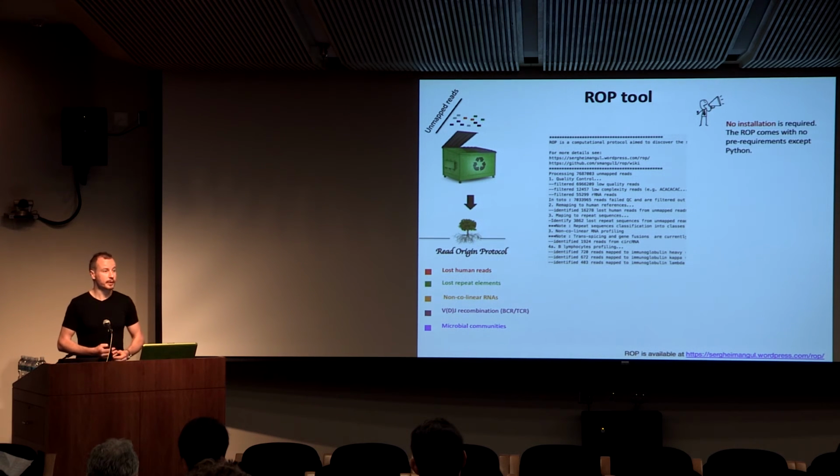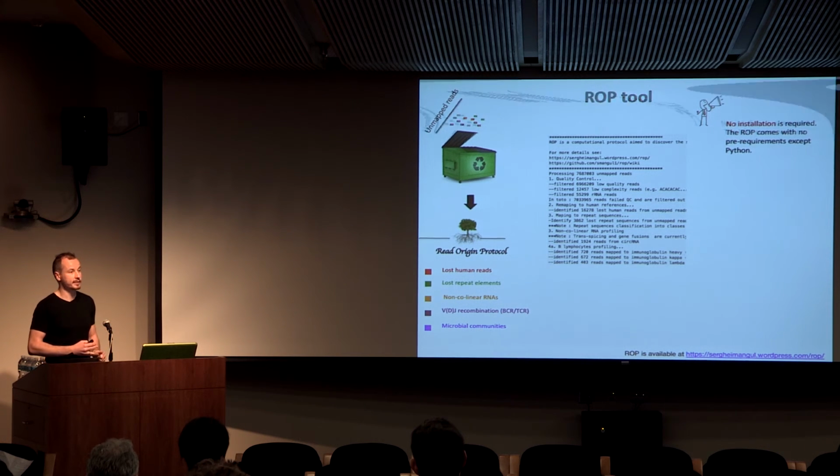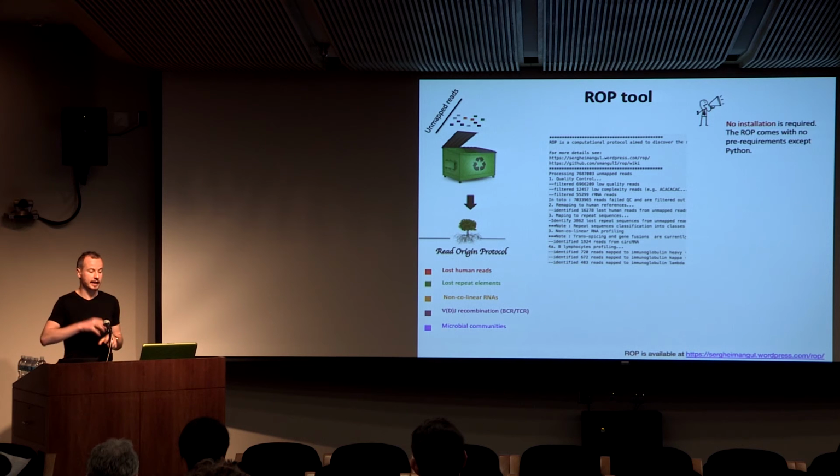We designed the software, which is called ROP, Read Origin Protocol. We have some tools which we developed as well, and we take some other state-of-the-art tools. The tool comes with no prerequisites. You just download the tool, and the most complicated part is downloading the gigantic references we map the reads onto, and you should be good to go with no installation.